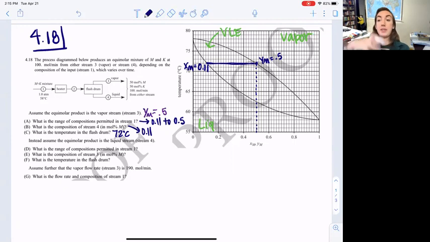Now we're going to make the opposite assumption. So we're going to assume that it is our liquid stream that has a mole fraction of 0.5.